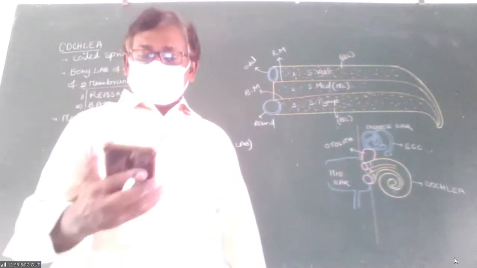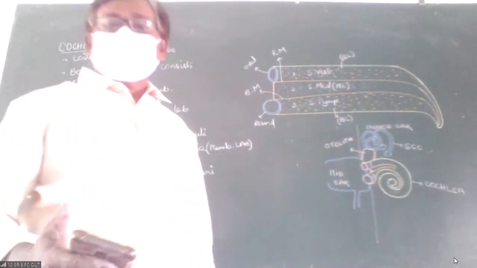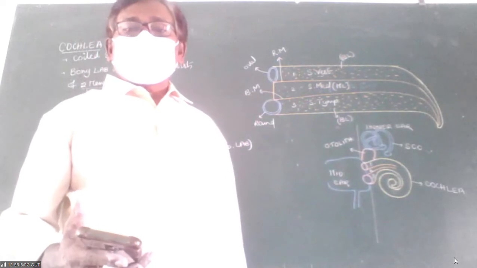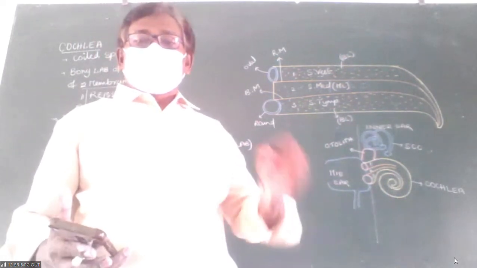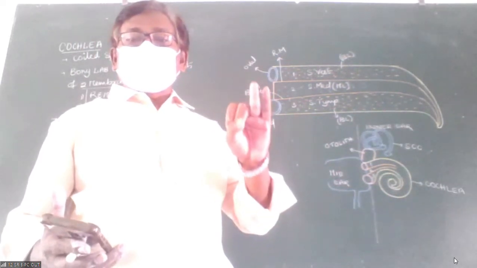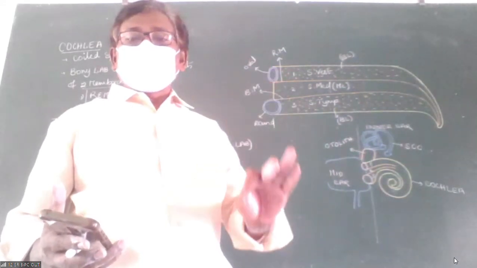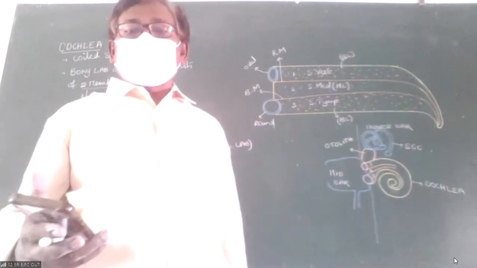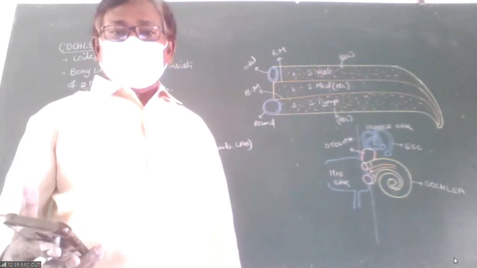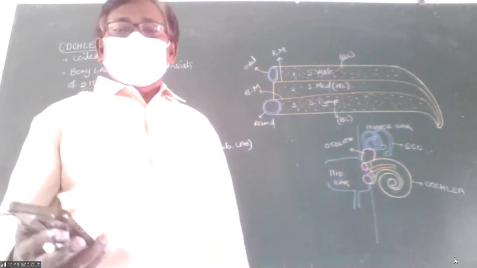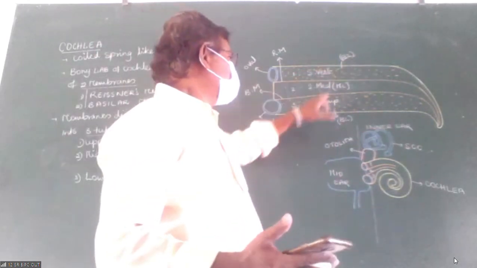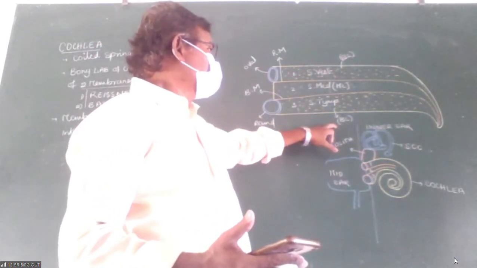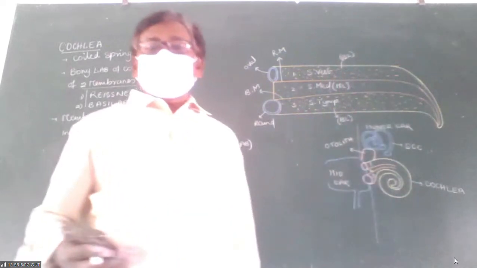Now we try to answer some of these questions. What is the upper one called? The scala vestibuli. What is the middle tube called? Scala media. What is the lower tube called? Scala tympani. Which of the tubes come under the bony labyrinth? The scala vestibuli is bony labyrinth, scala tympani is bony labyrinth, and scala media is membranous labyrinth.